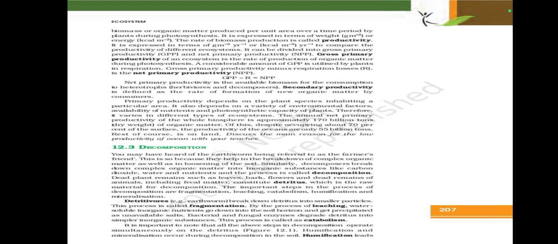The annual net primary productivity of the whole biosphere is approximately 170 billion tons of organic matter. Of this, despite occupying about 70% of the surface, the productivity of the oceans is only 55 billion tons. The rest, of course, is on land. Discuss the main reason for the low productivity of oceans with your teacher.